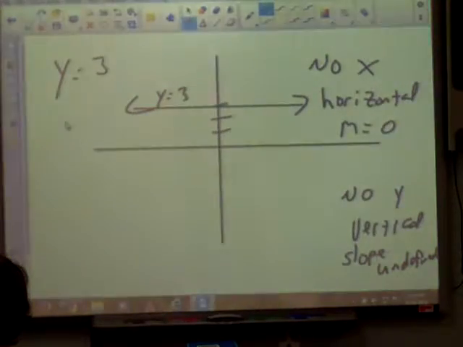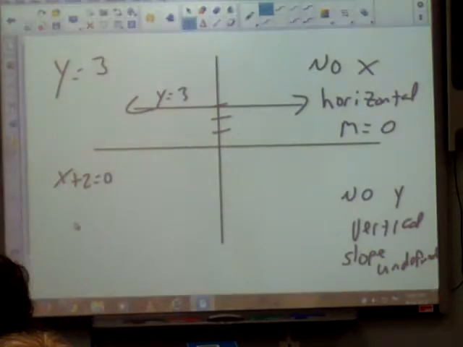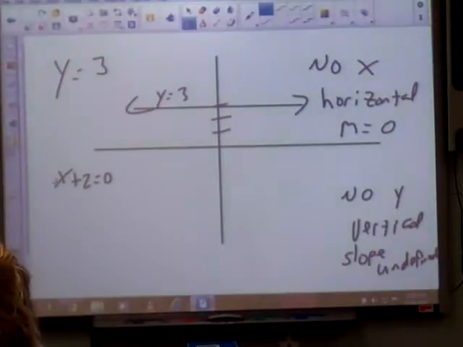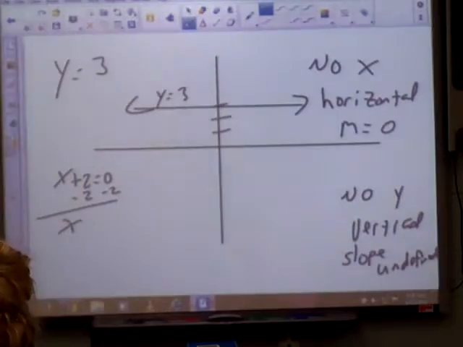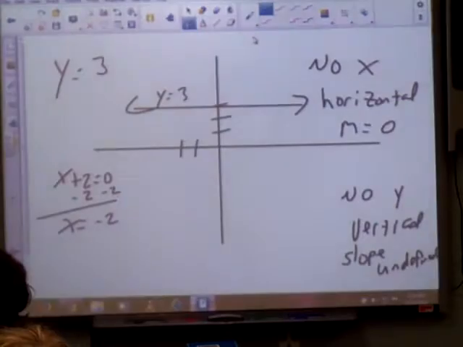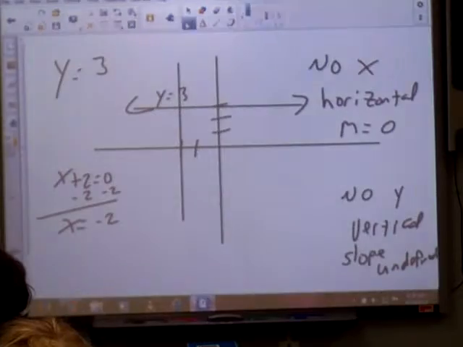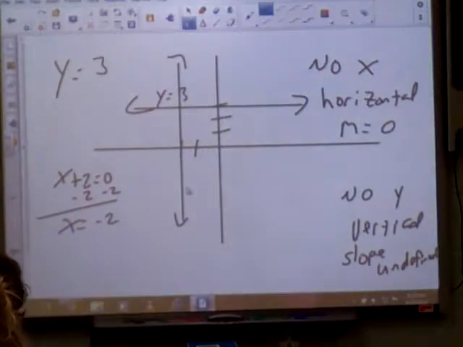Okay, so if I gave you x plus 2 equals 0. New line down here. x plus 2 equals 0. The first thing you would have to notice is that it only has one variable. I don't see a y in there, do you? Since there's no y, I know it's going to be vertical, but it's not solved for x yet. You need to solve it for x. So what would we do? Subtract your 2. So I would go left, since it's negative, left 2, and then a vertical line through that point. That would be your x equals negative 2.